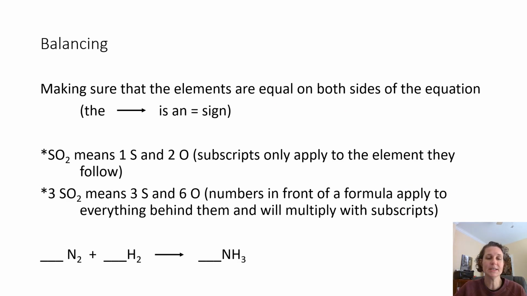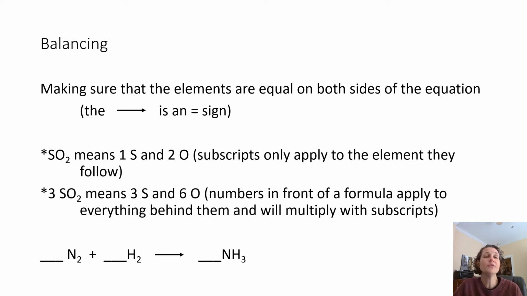All right, balancing. When you are balancing, the main thing that you are doing is attempting to make sure that the elements are equal on both sides of the equation. Think of the arrow sign as an equal symbol, and you just kind of go back and forth. It's just like taking tally marks of what's on one side and making sure it's the same on the other. One thing to remember, those little subscripts, the little numbers that are after the element symbols, only apply to the element that they follow. They only deal with what they are directly behind.